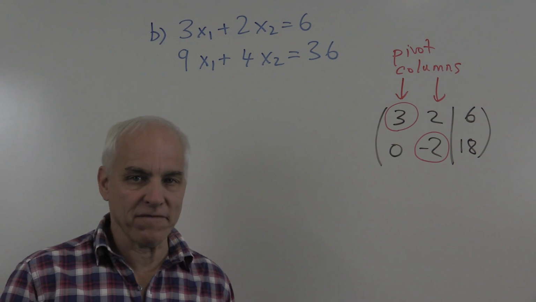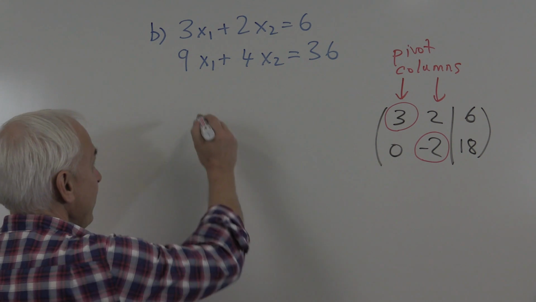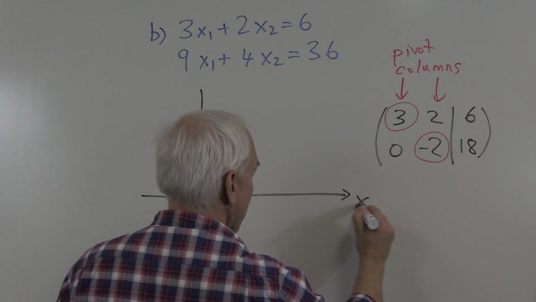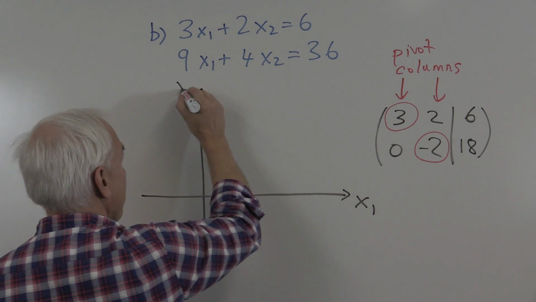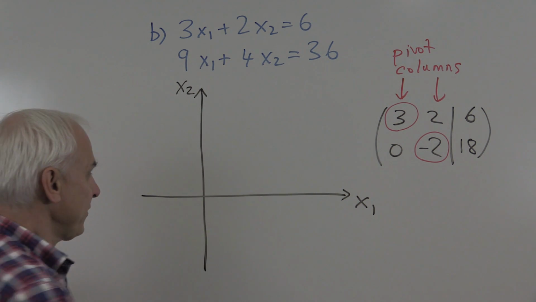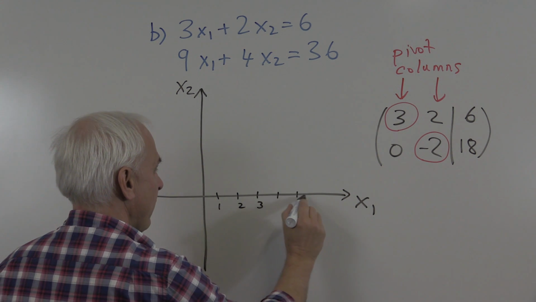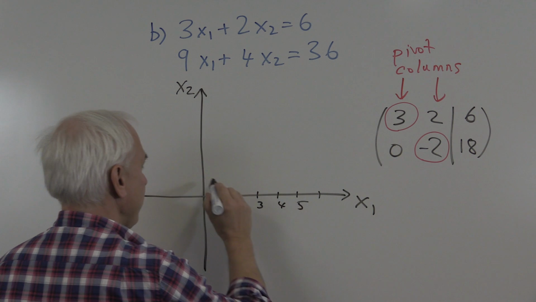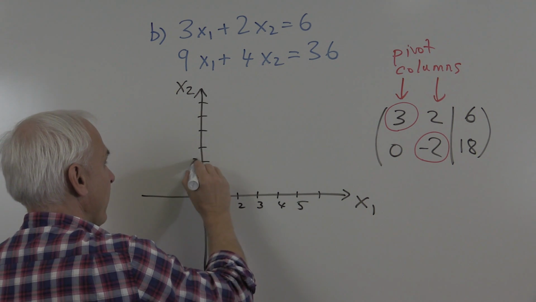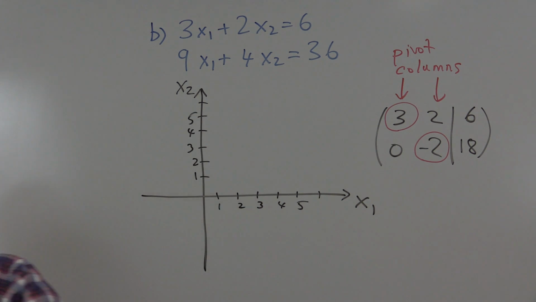All right, so let's graph these lines and see that there really is a unique solution. All right, so we have two axes, x1 and x2 are their labels. And the first line we've already graphed, something like this. 1, 2, 3, 4, 5, 6, etc. Okay, what did the first line look like?